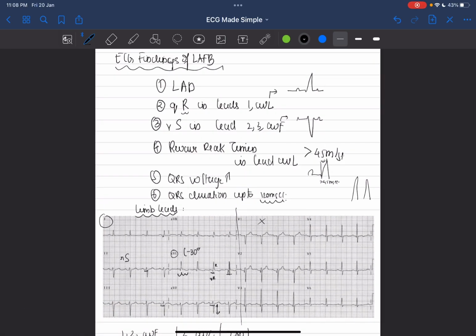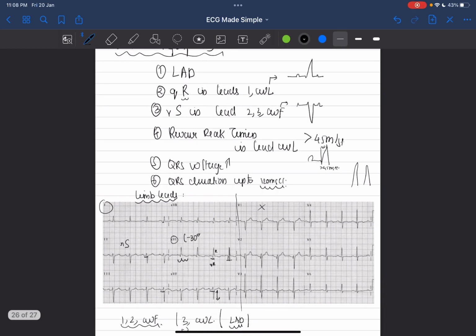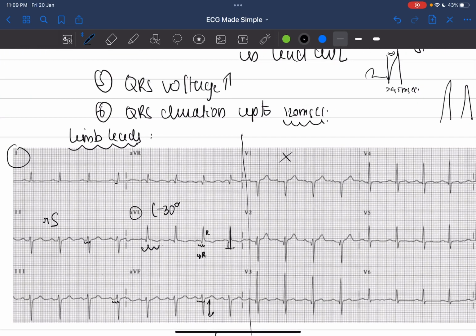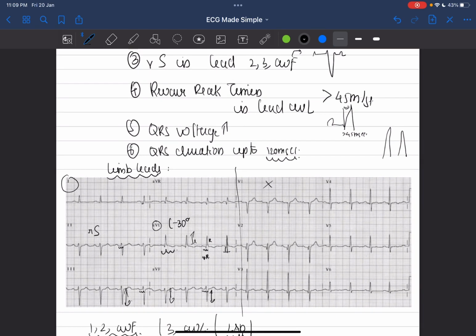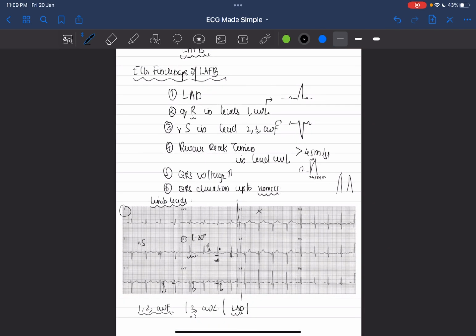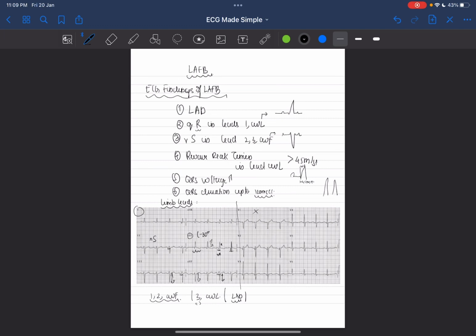So we find that left axis deviation is there, with a QR complex in lead 1 and AVL and an RS complex in leads 2, 3 and AVF. R wave peak time is more than 145 milliseconds, and the QRS voltage is increased, though not so significantly, but the QRS duration is not prolonged.